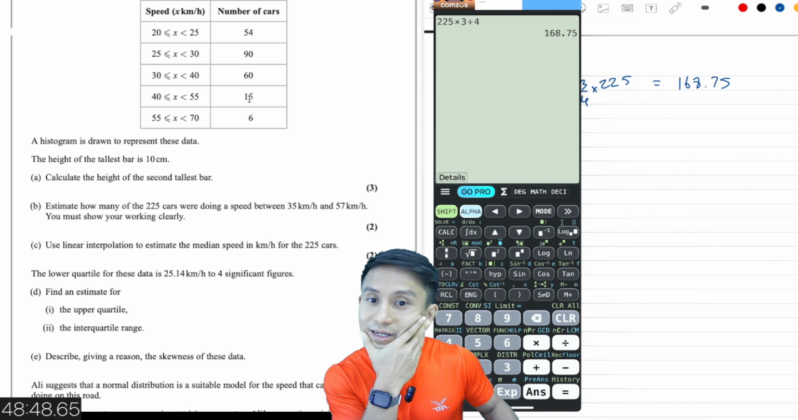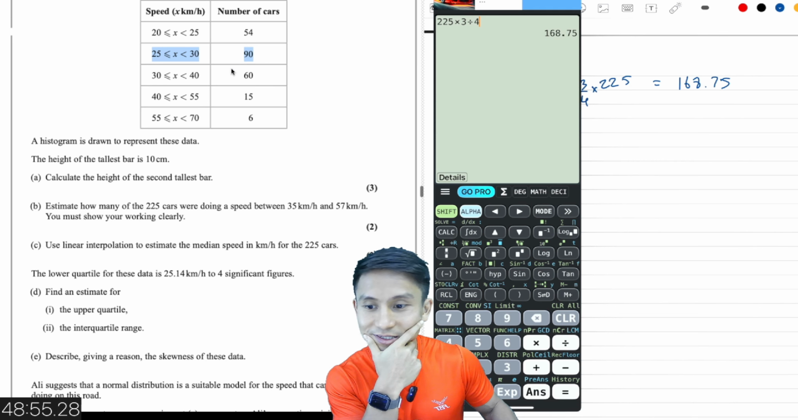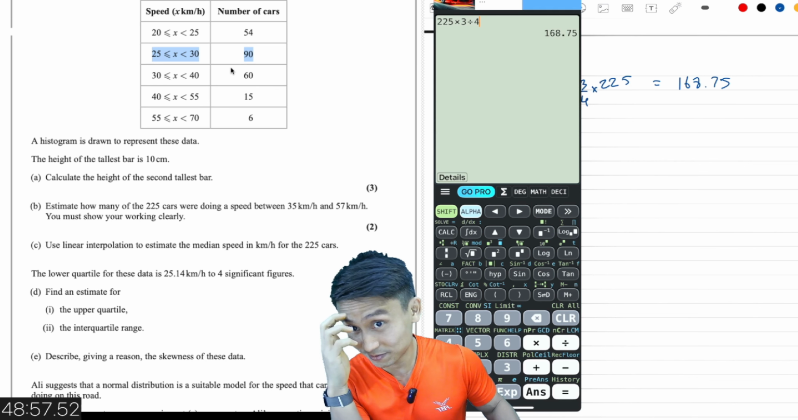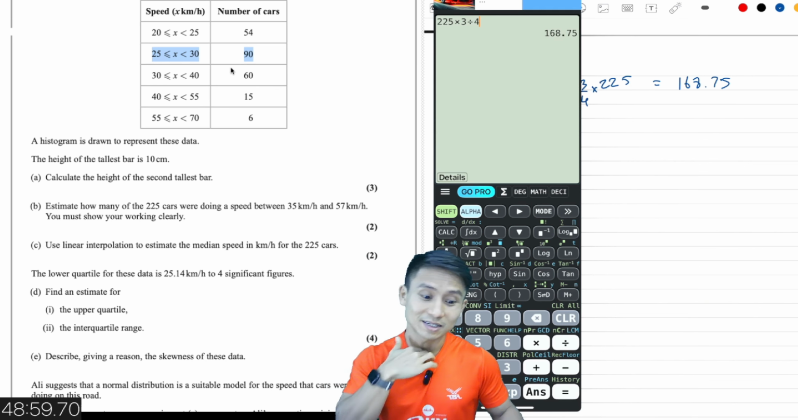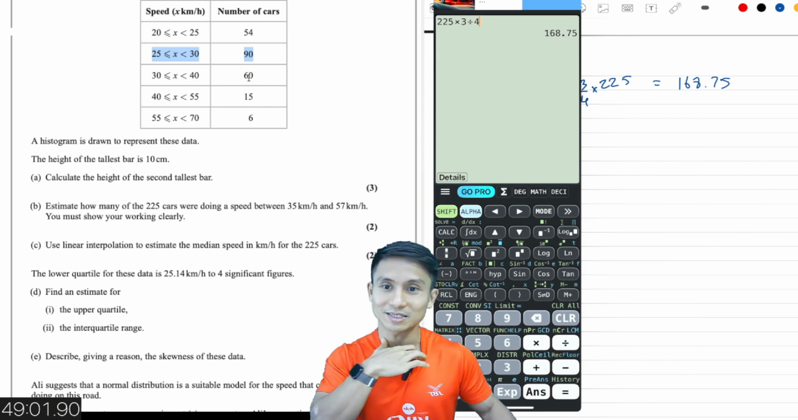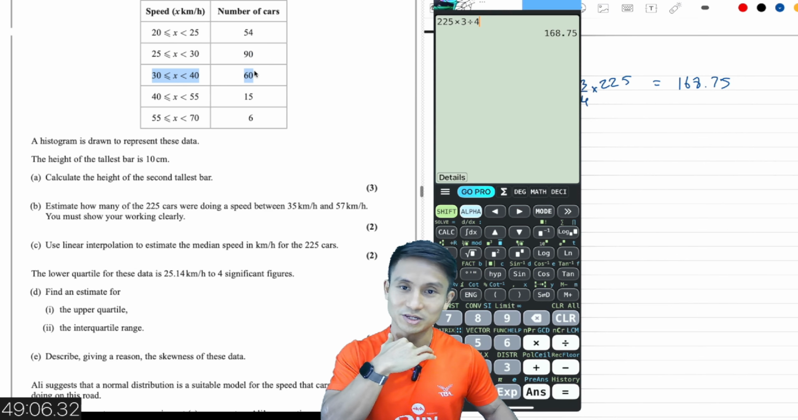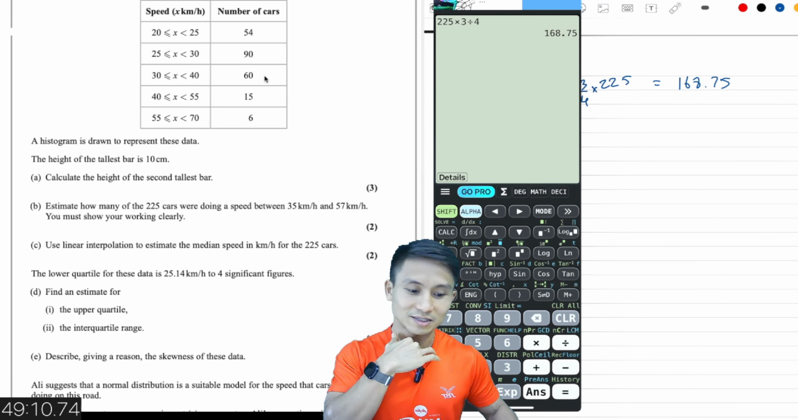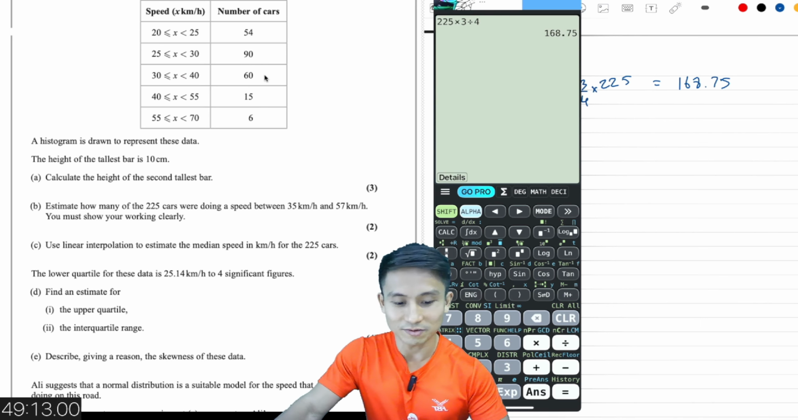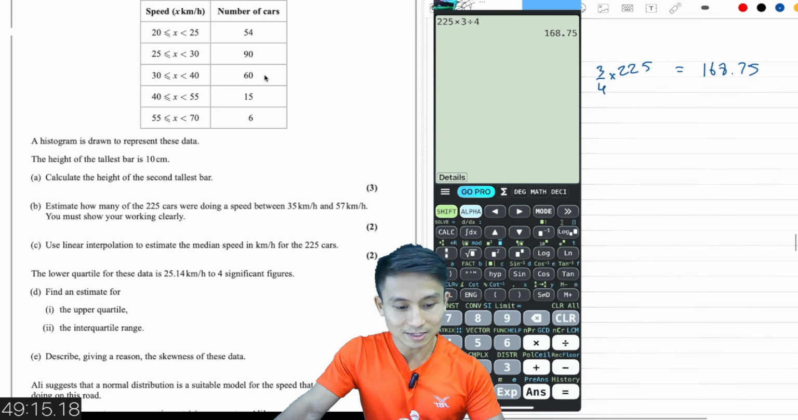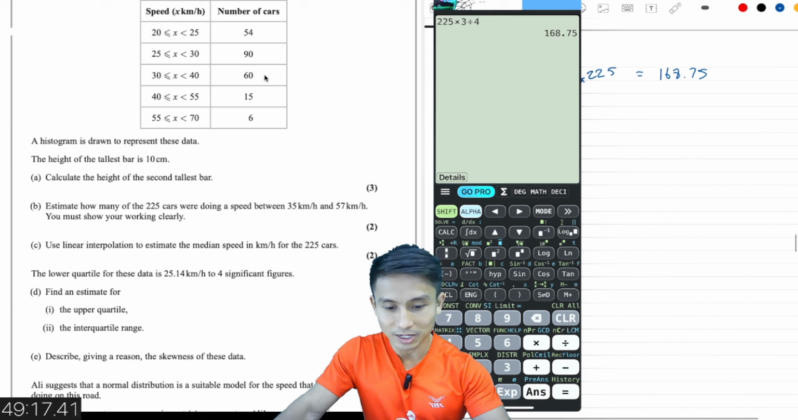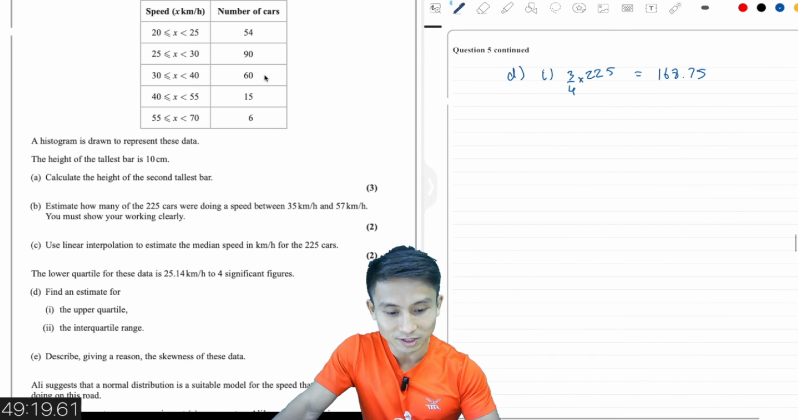So where is it in the class? This is 144. If you add 144 to that, it's going to still be this class. So we need to do interpolation again. Oh, it's not this class, it's this class instead. 168 is in this class. If you add up the frequency, you will find that the cumulative frequency on this class is greater than 168.75. That's the upper quartile. So we're just going to do the same thing, but a different class here.